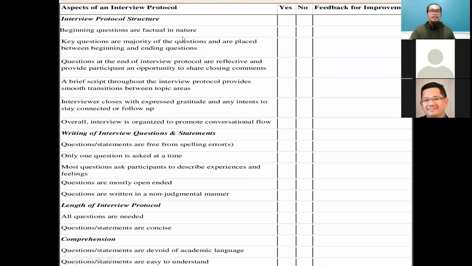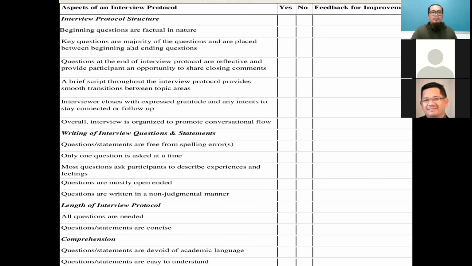Okay, you see this one, another aspect of the interview protocol. You need to answer yes or no, and the feedback for improvement we also need to fill in. Number one is regarding the interview protocol structure. The beginning questions are factual in nature. So we answer yes or no, and we write something here.